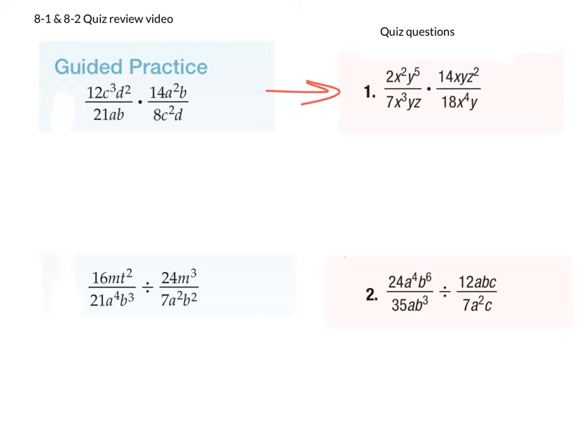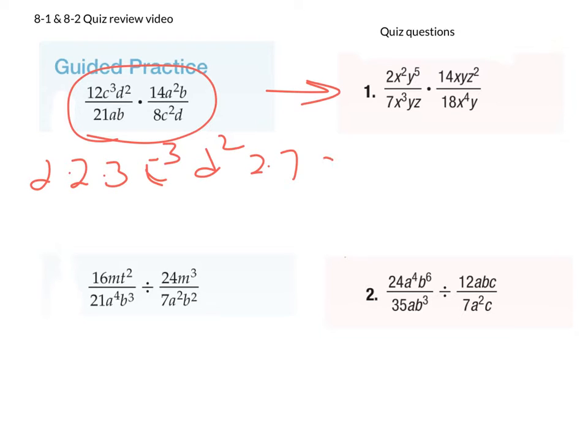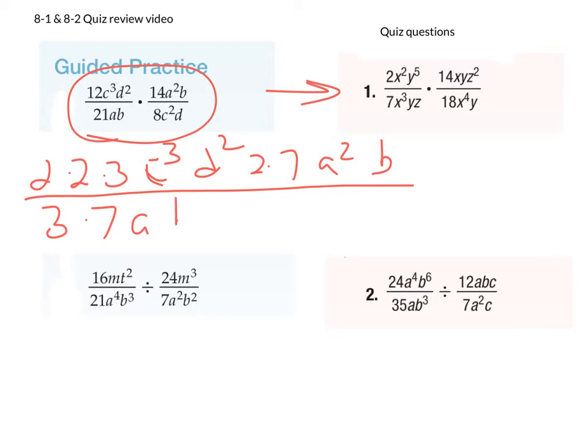To do multiplication, we're going to factor out every number, and the letters I'm not going to factor. So I'm going to leave that as 3C's. And 14 is 2 times 7, a squared, b. There's my numerator. And my denominator is 3 times 7, a, b, 2 times 2 times 2, c squared, d. Now, what I'm going to do is cancel out anything that's the same on top and bottom.